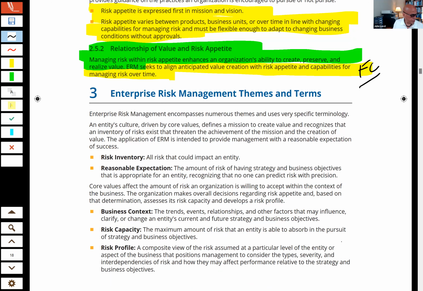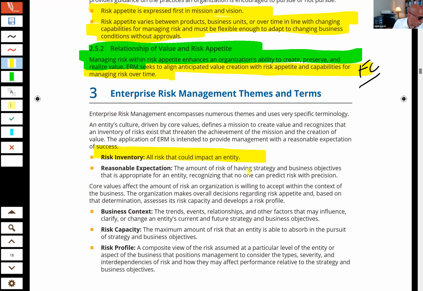Okay, so those are our definitions, and now we're going to start to take a look at how we will use some of these terms to understand the process of linking our risk, our mission and core values to enhancing that value as we manage the risk. Okay, so we need to take a risk inventory.